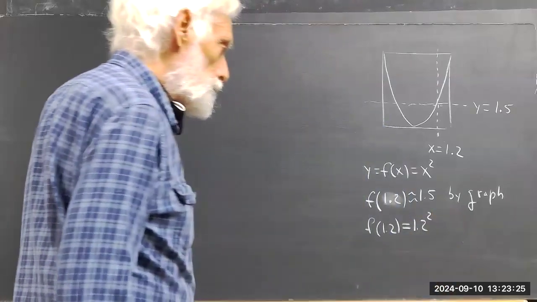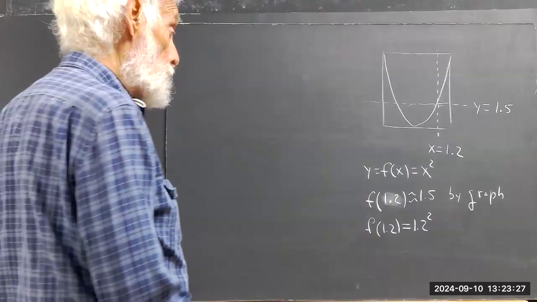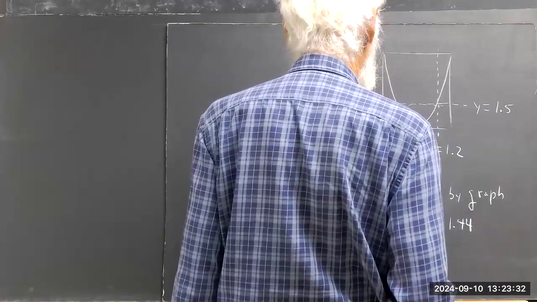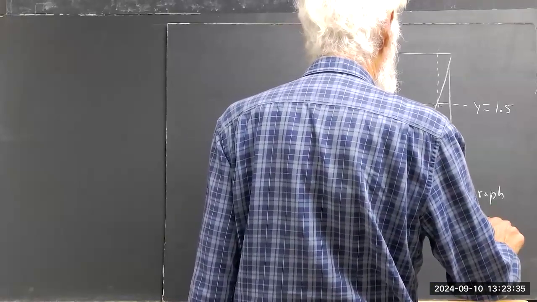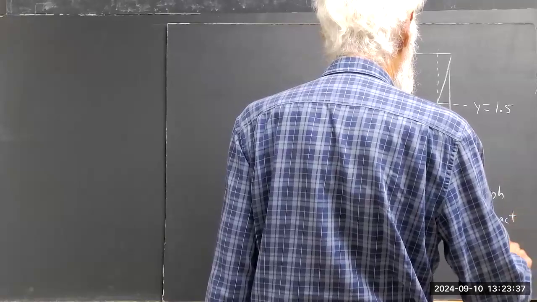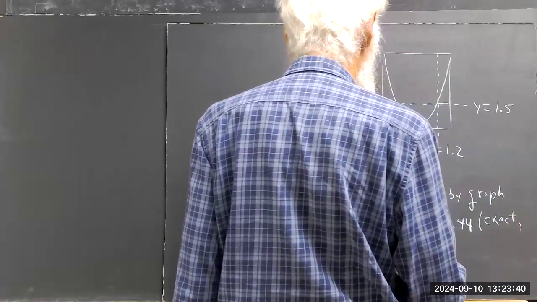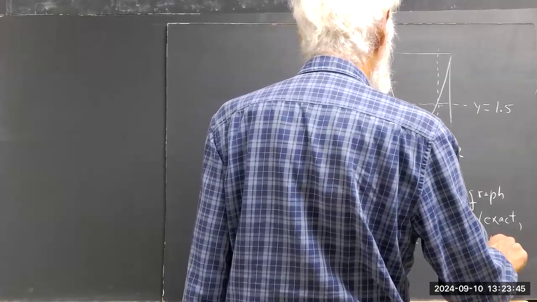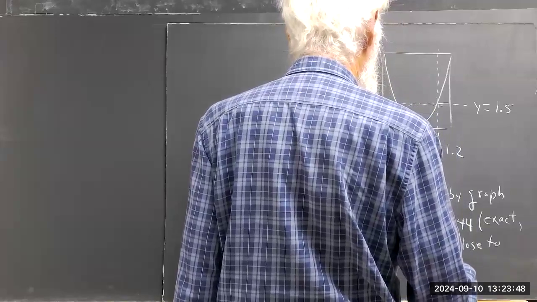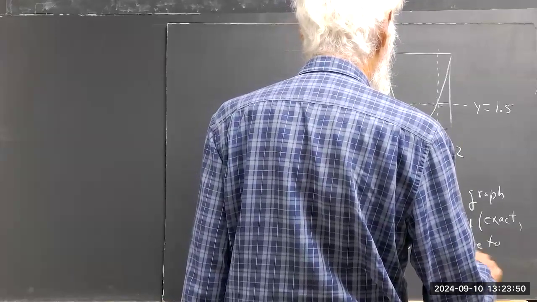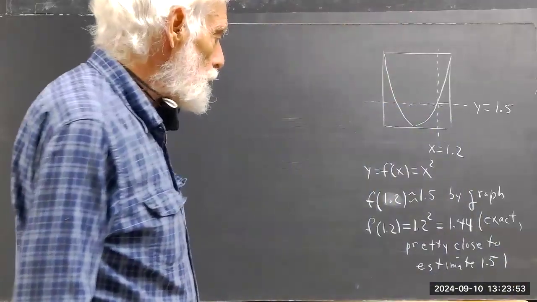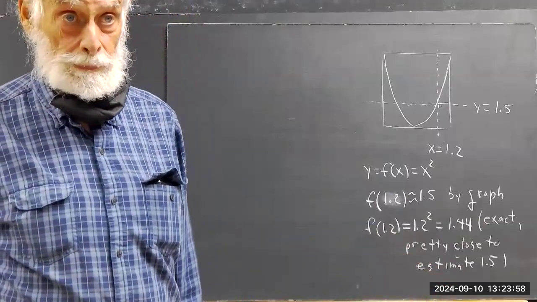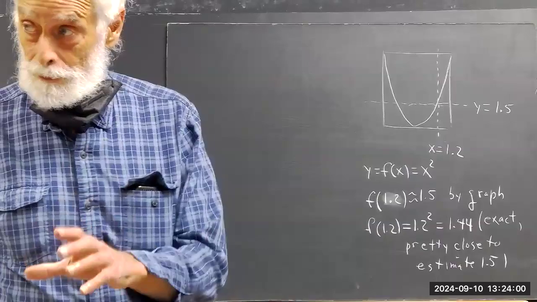Of course, f of 1.2 equals 1.2 squared, which is 1.44. That is exact, and it's pretty close to the estimate of 1.5. Everybody understand that?